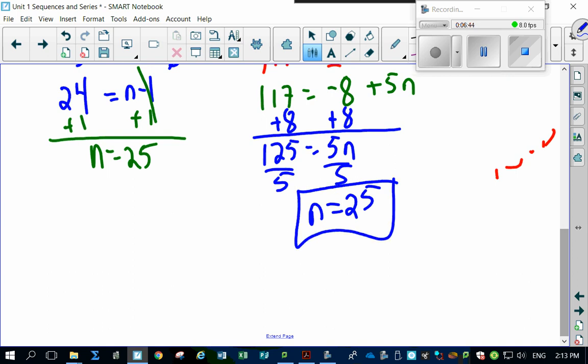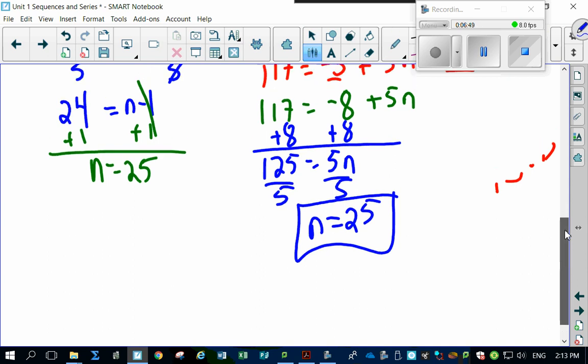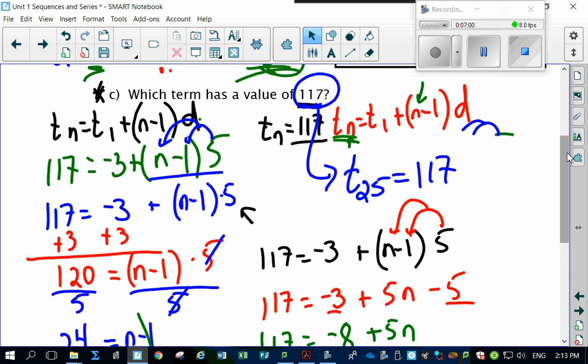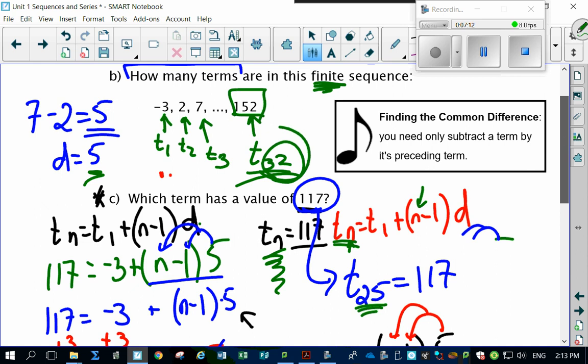Wow. So two different ways of doing algebra, but the cool thing is, now that you know n equals 25, you know that term 117 is actually the 25th term. So again, Tn does not mean you have to find the last term. Tn means you can find any term. In this case, we found the 25th term, and in the other question, we found the 32nd term. So again, Tn allows us to find anything we want.